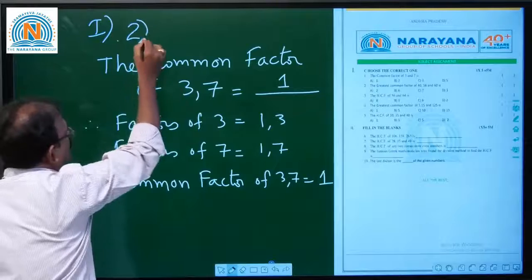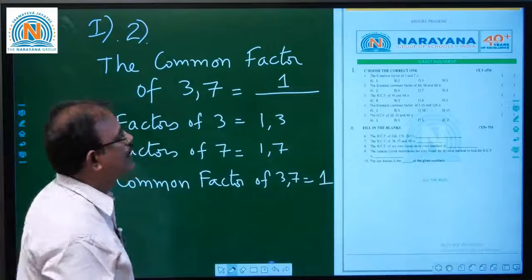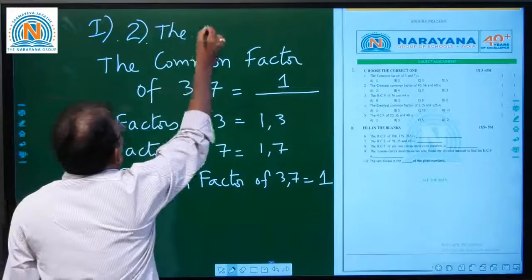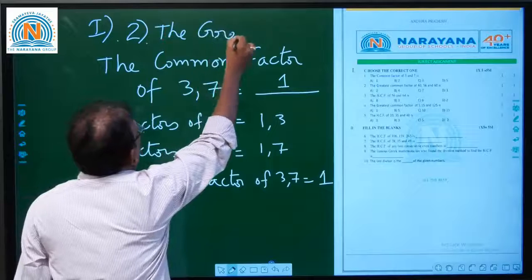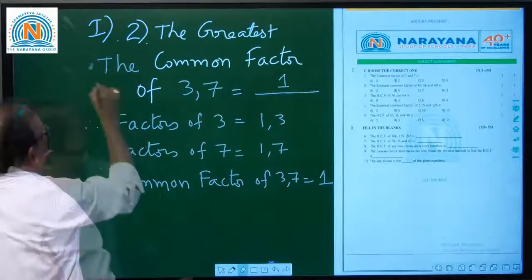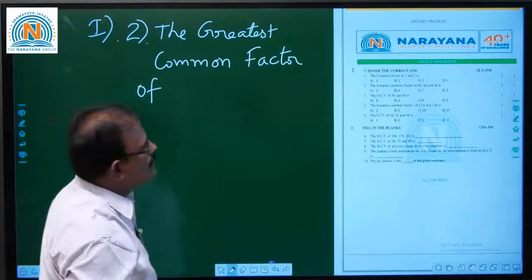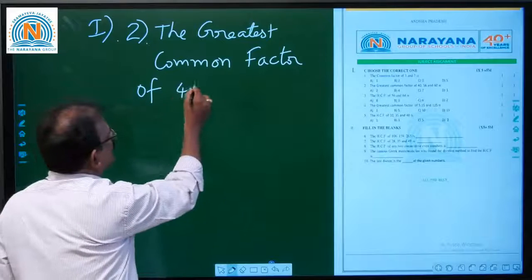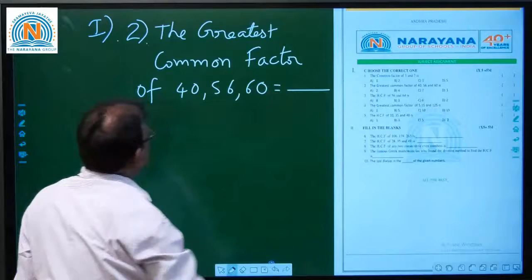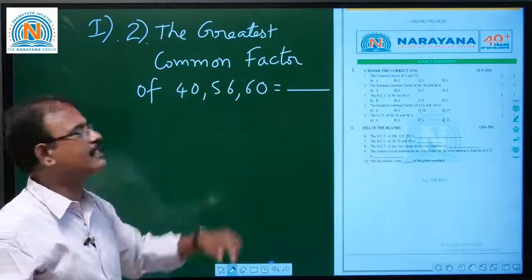What is the second question, children? What is the greatest common factor of 40, 56 and 60? Greatest common factor of 40, 56 and 60.